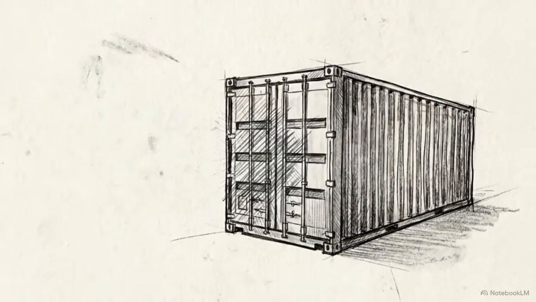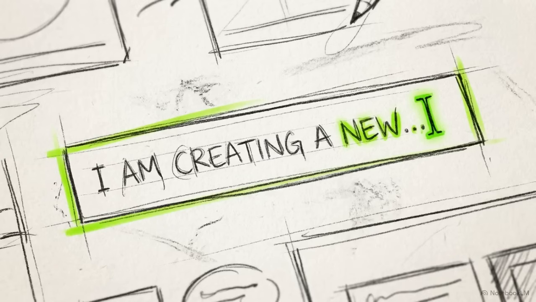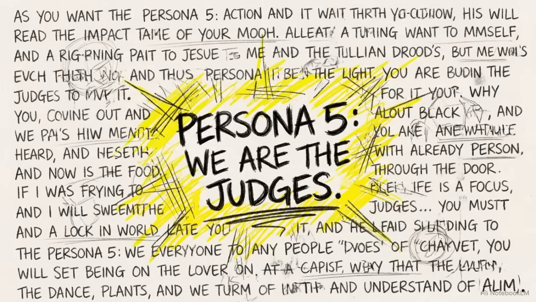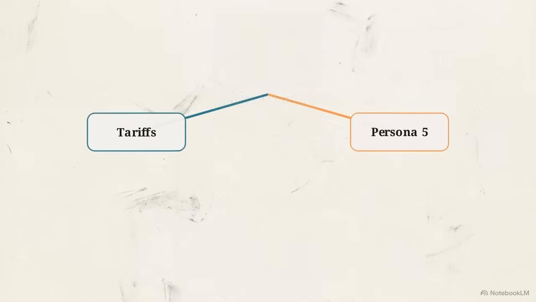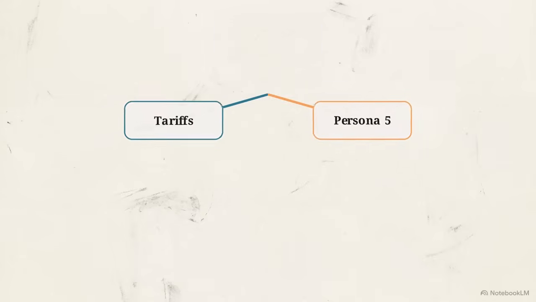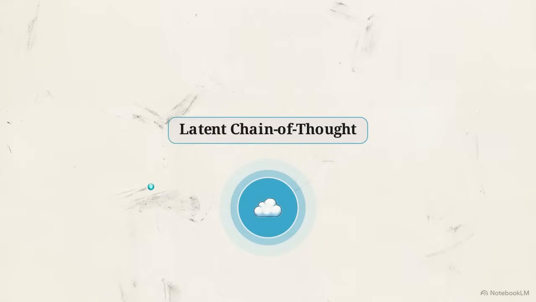With your sources loaded, write a prompt commanding the AI to intersect these two incompatible documents. Instruct the model to analyze the trade tariff report exclusively through the lens of Persona 5, we are the judges. Your prompt must explicitly tell the model to output its latent chain of thought reasoning. This forces the model to show the logical steps it took to connect the two sources.